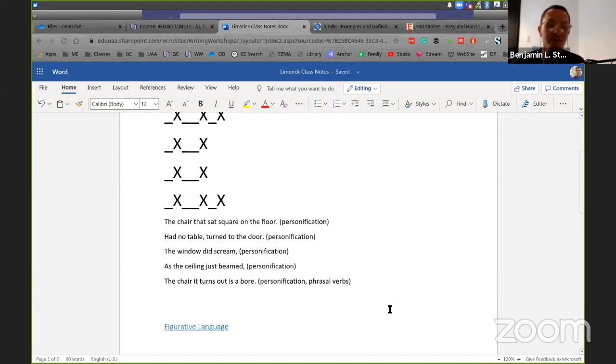But this is the intention, trying to make something silly out of, in this case, furniture or objects in a room, and try to do something interesting, try to tell a story. Okay. Now I can go back here and experiment and change and maybe add some different types of figurative language, but I'm trying to respect the rhyme. So I've got the first and second line, floor, door, and then the fourth line, bore. All right. And then I've got the third and fourth line, scream and beamed.